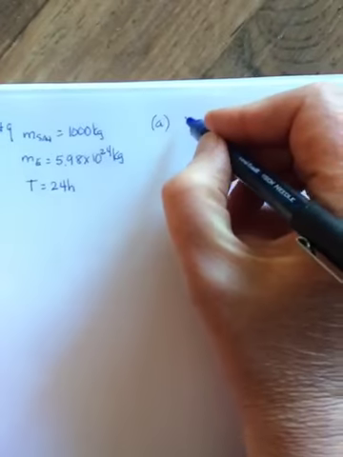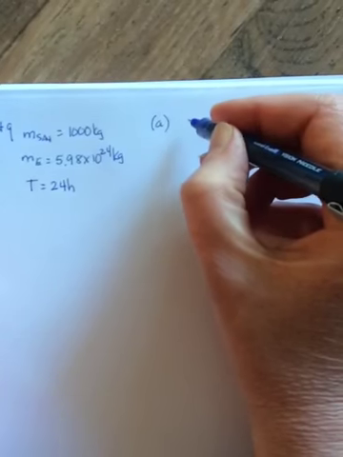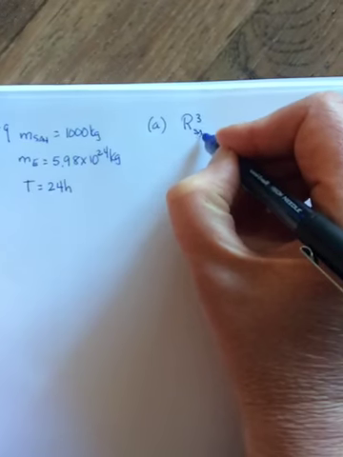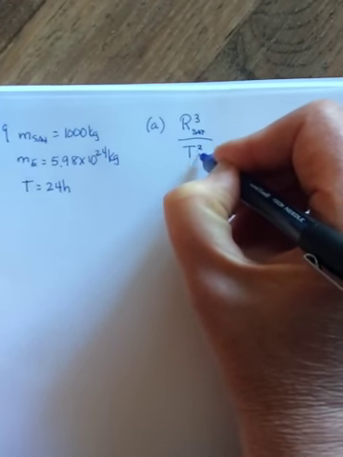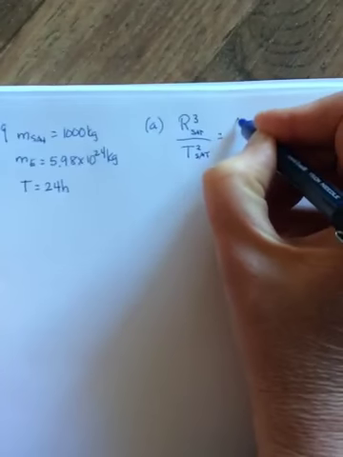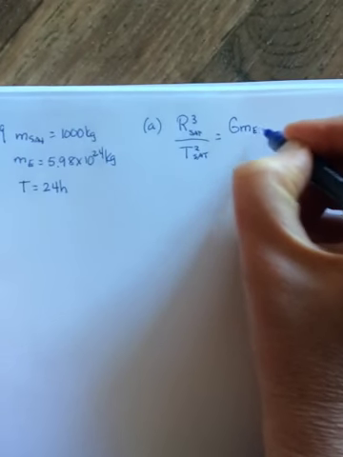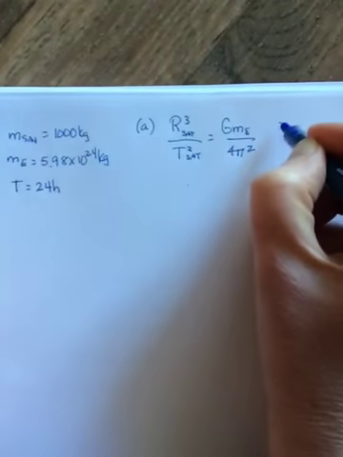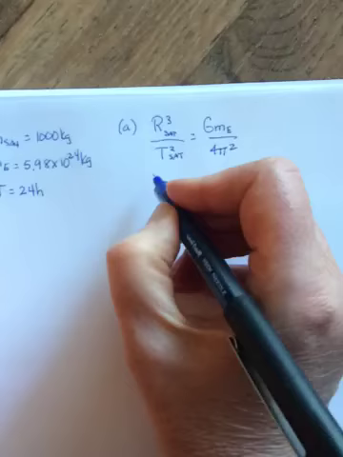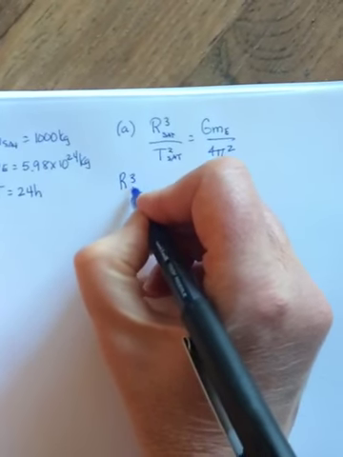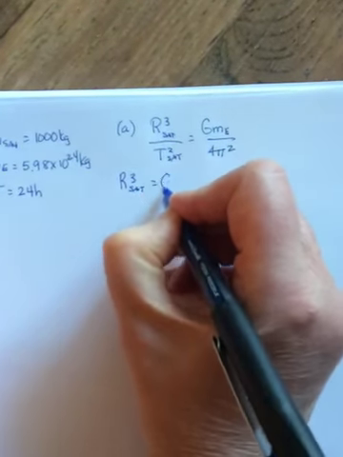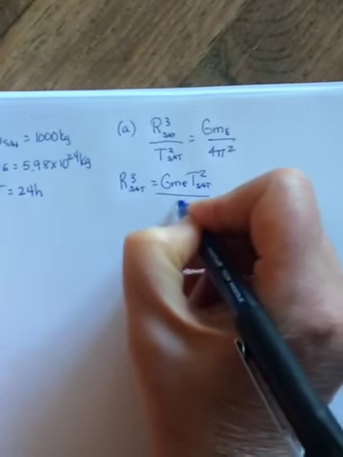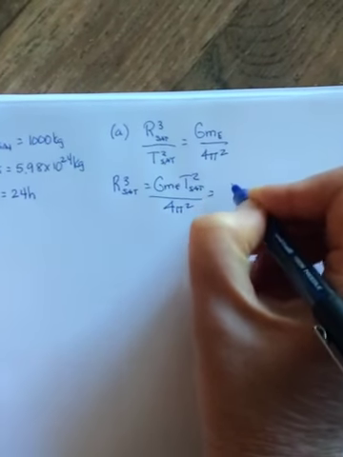With these givens, I would use Newton's version of Kepler's third law. So I would use r cubed of the satellite over t squared of the satellite equals G, mass of the central body, which is the Earth, over 4 pi squared. Okay, bring your t of the satellite squared up. So you'll have r cubed is equal to G, mass of the Earth, t of the satellite squared, over 4 pi squared.